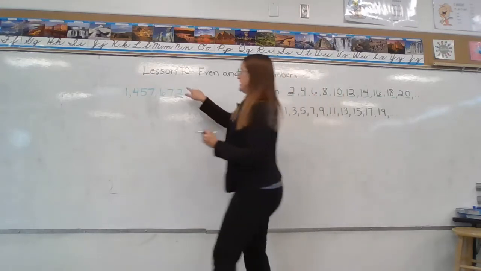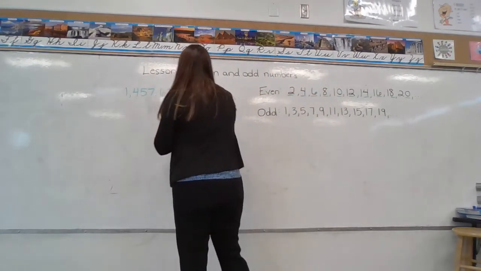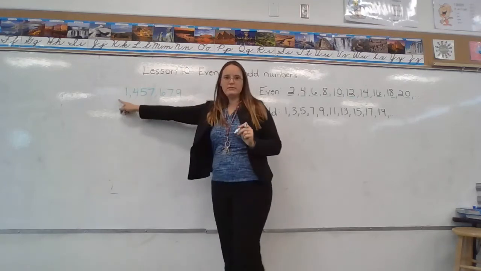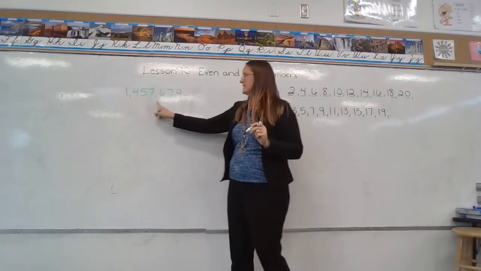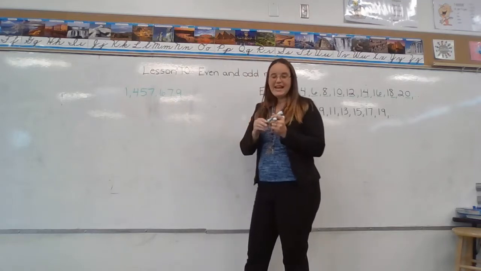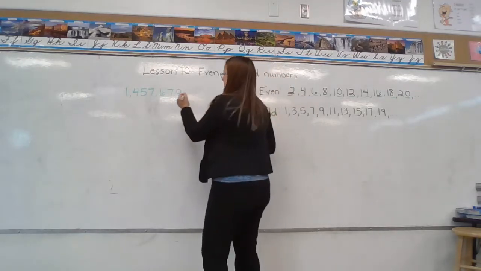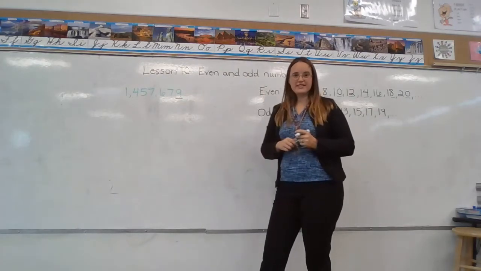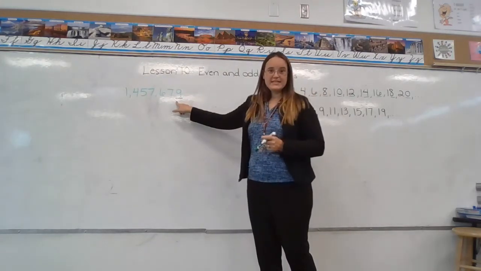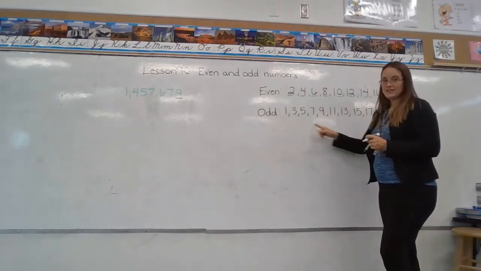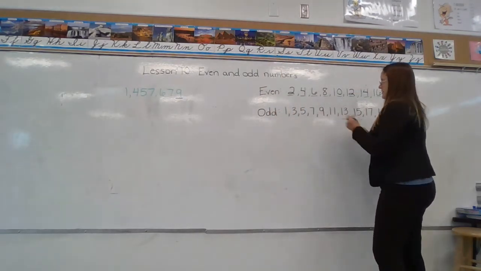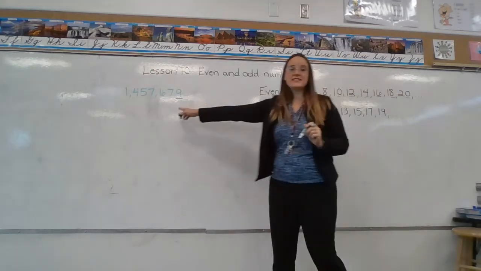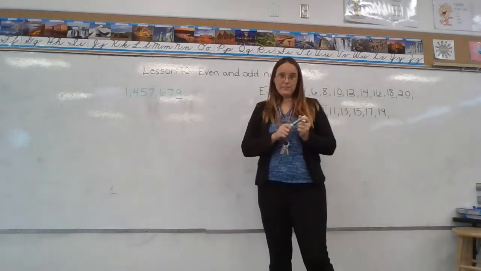Now I can change that even number. Instead of a 2, let me make it a 9. So now we have 1,457,679. Remember, the only digit that matters when we're looking at even and odd is the ones place. So the ones place is a 9. Take a look at my odd numbers. Odd numbers end with 9, so this is an odd number, okay?